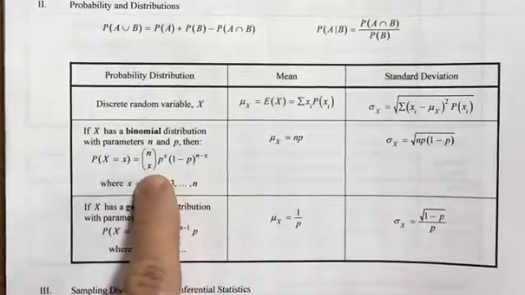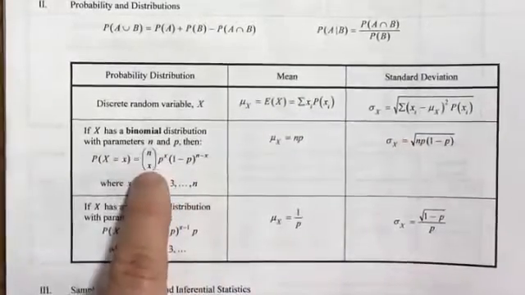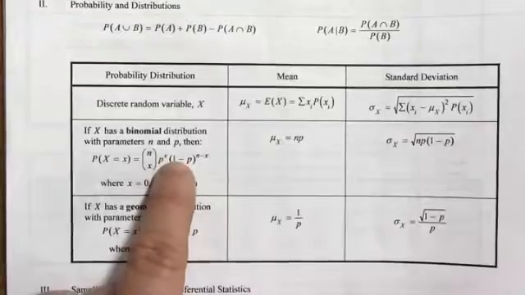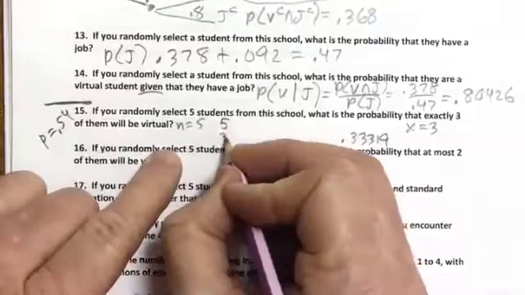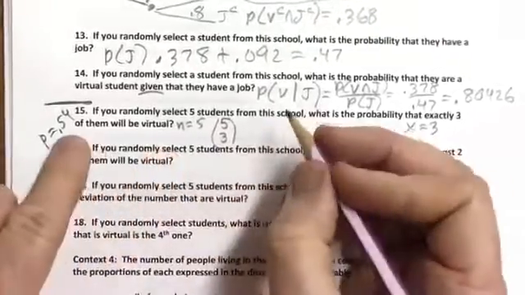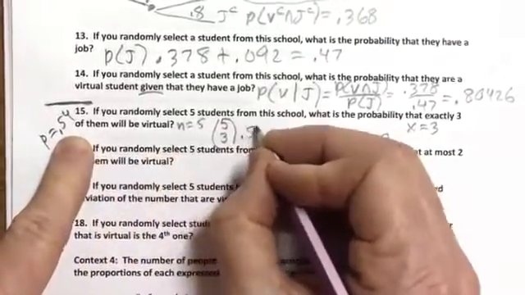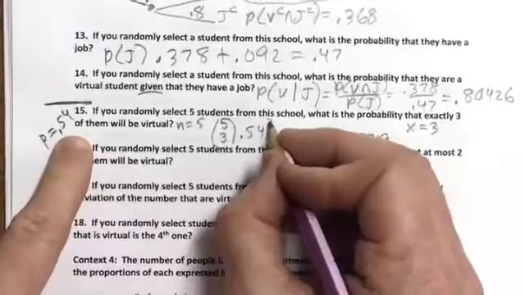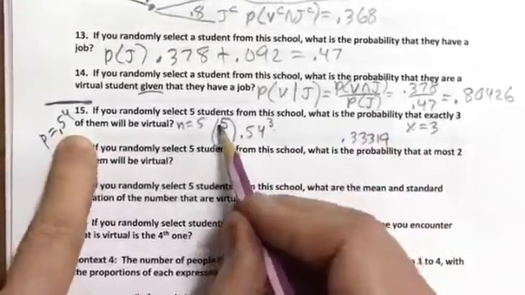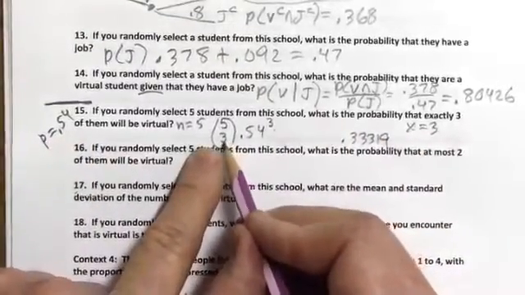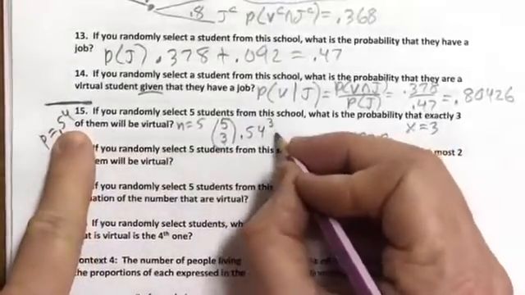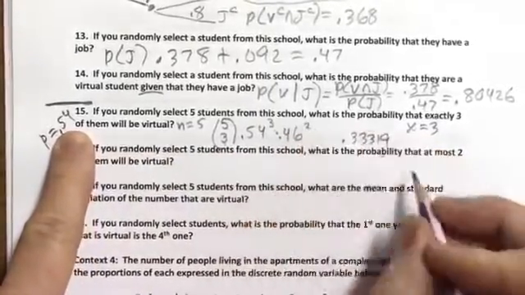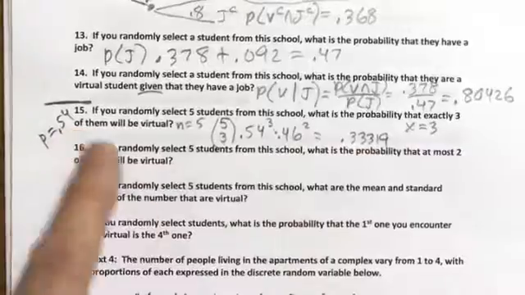But let me plug the numbers into this. So this is n over x, p to the x, and then 1 minus p to the n minus x. This is going to be what we call 5 choose 3 to begin with. Our probability of success is 0.54, and we have 3 successes. Well, if we have 5 trials and 3 successes, that means we get 2 failures. And our probability of failure is 1 minus that, or 0.46 to the second power. And if you were to find that, it's equal to that.